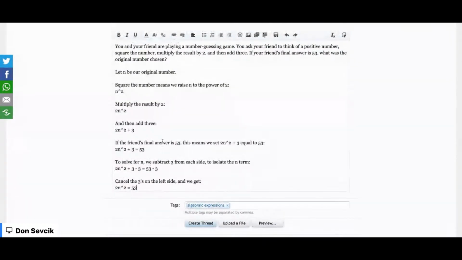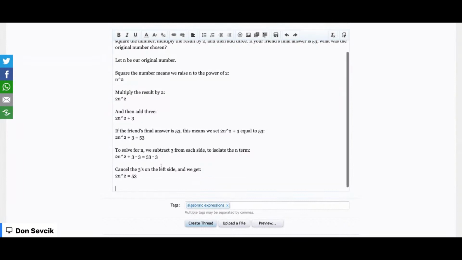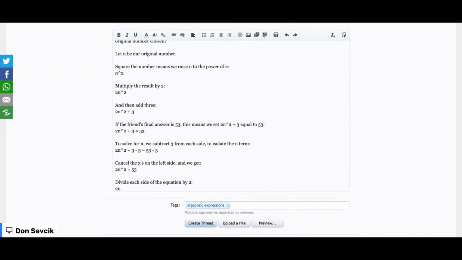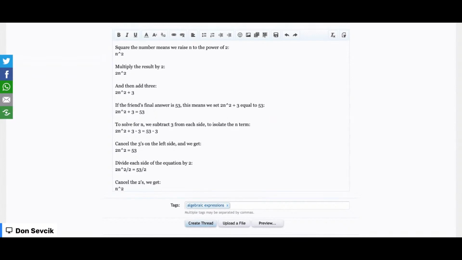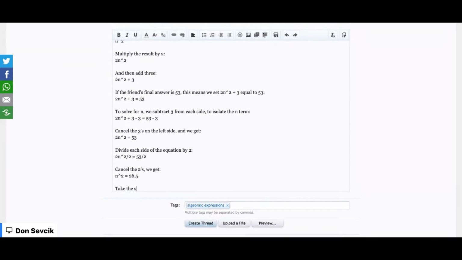Okay, positive number, square the number, multiply the result by 2, and then add 3. Divide each side of the equation by 2. n squared divided by 2 equals 50 divided by 2. Cancel the 2's, we get n squared equal to, divide 50 by 2. Get 25, and then take the square root.